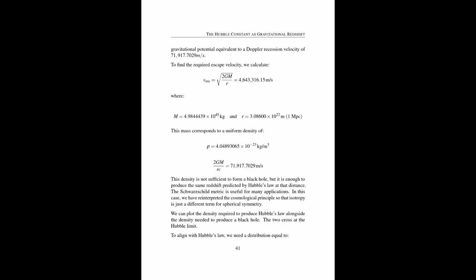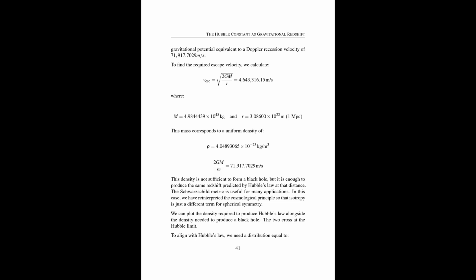The Schwarzschild metric is useful for many applications. In this case, we have reinterpreted the cosmological principle so that isotropy is just a different term for spherical symmetry. We can plot the density required to produce Hubble's law alongside the density needed to produce a black hole. The two cross at the Hubble limit.